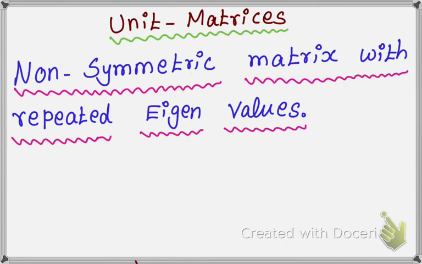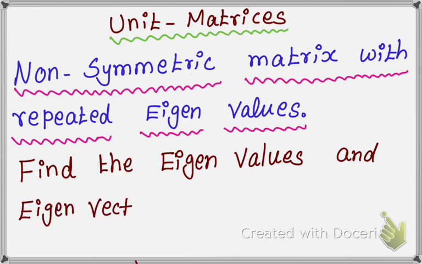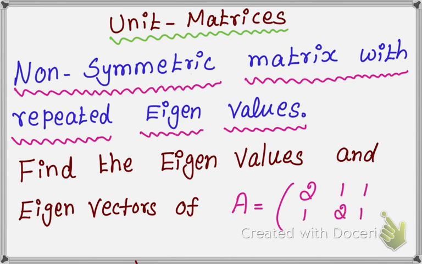Find the eigenvalues and eigenvectors of A, where A is the given matrix: 2 1 1, 1 2 1, 0 0 1. This is the given matrix. Using this matrix, we are going to find the eigenvalues and eigenvectors.